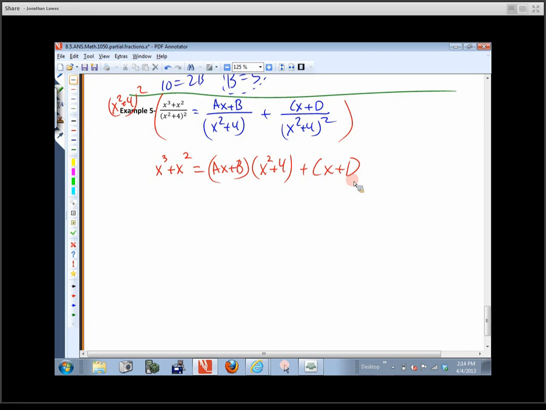Now, how many undetermined coefficients do we have? We have 4. Do we have any convenient zeros? None. We don't have any convenient zeros. So we are stuck using a system of equations of some sort. So let's do this. This side is, if I distribute through, ax cubed plus 4ax, then bx squared, then 4b, then cx, and then d.